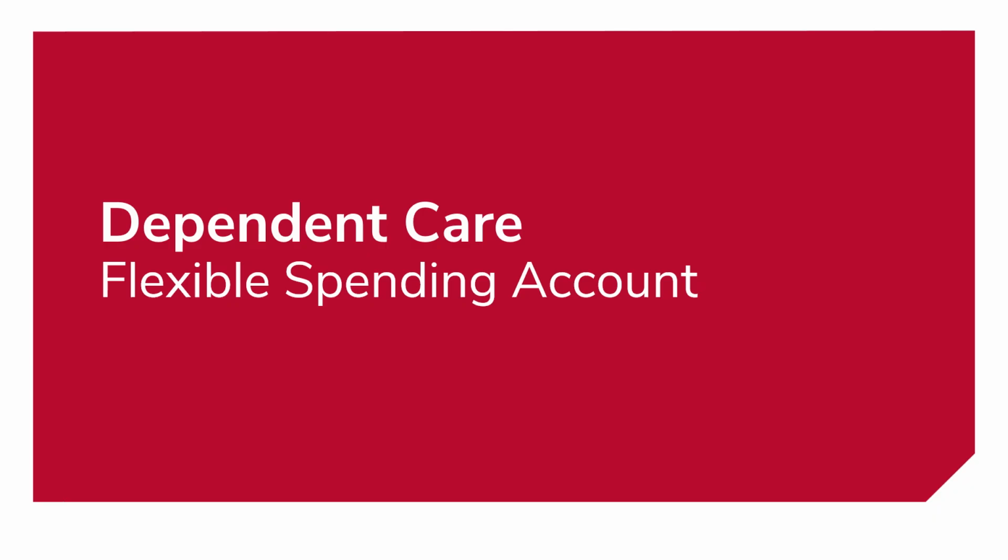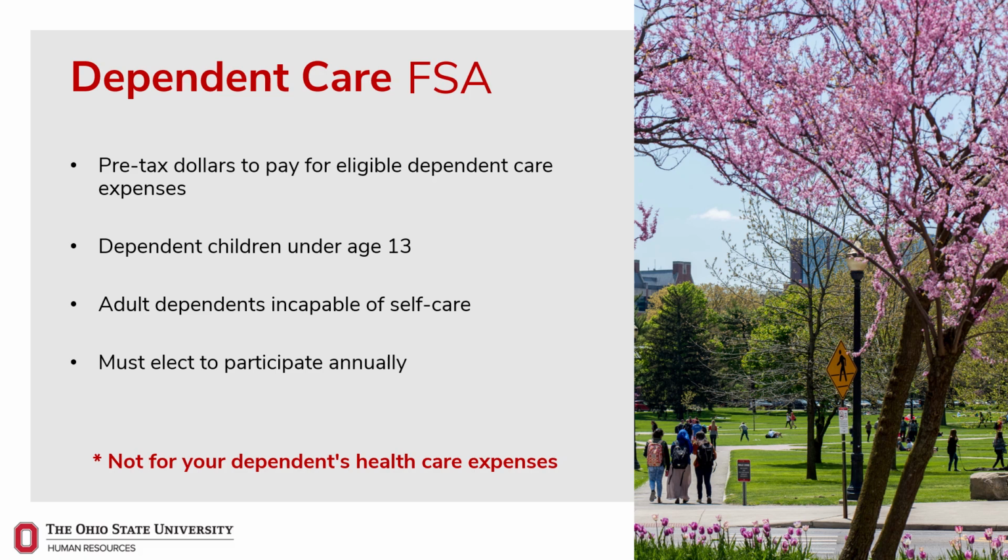Now, let's review the Dependent Care FSA. A Dependent Care Flexible Spending Account allows you to set aside pre-tax dollars to pay for eligible dependent care expenses for dependent children under the age of 13 or adult dependents incapable of self-care. Eligible dependent care expenses are those incurred to allow you and your spouse, if married, to work, look for work, or attend school as a full-time student.